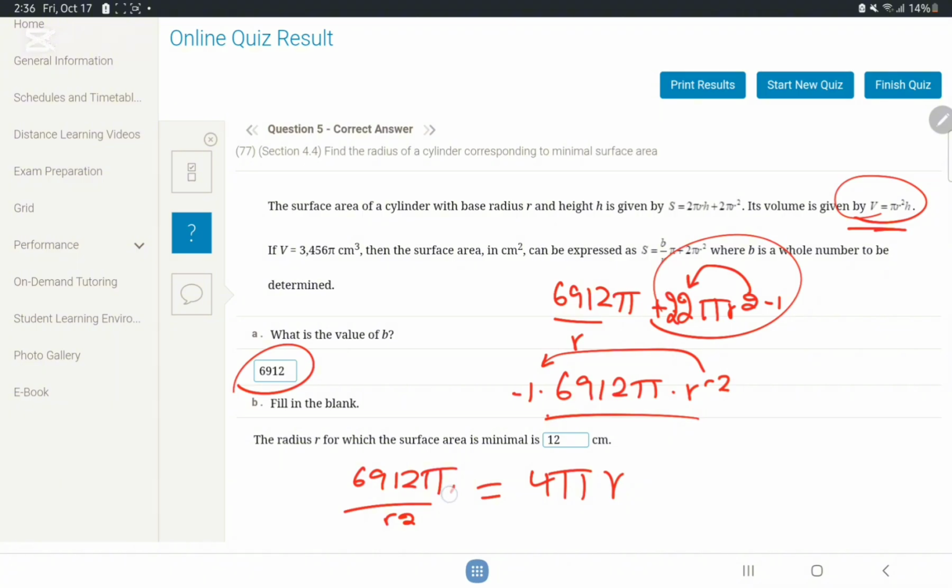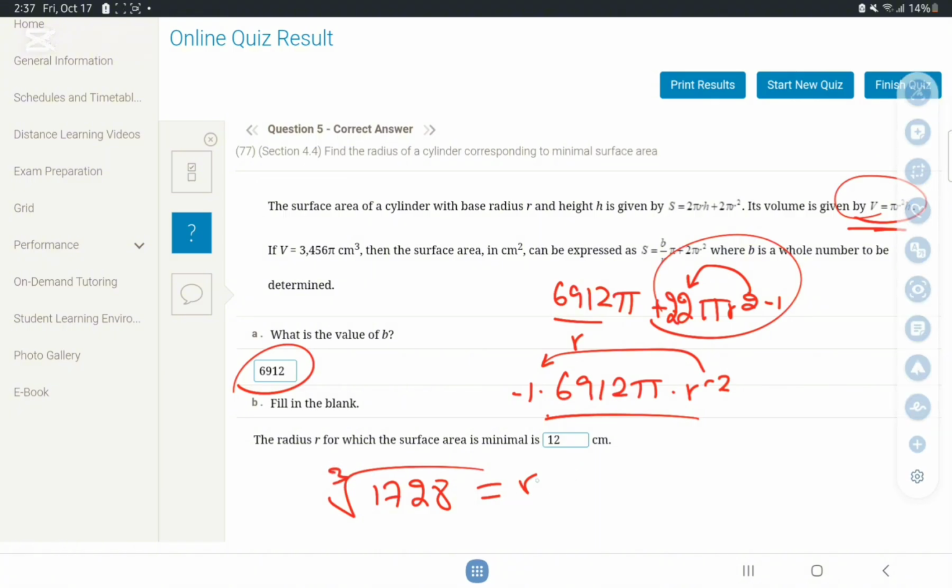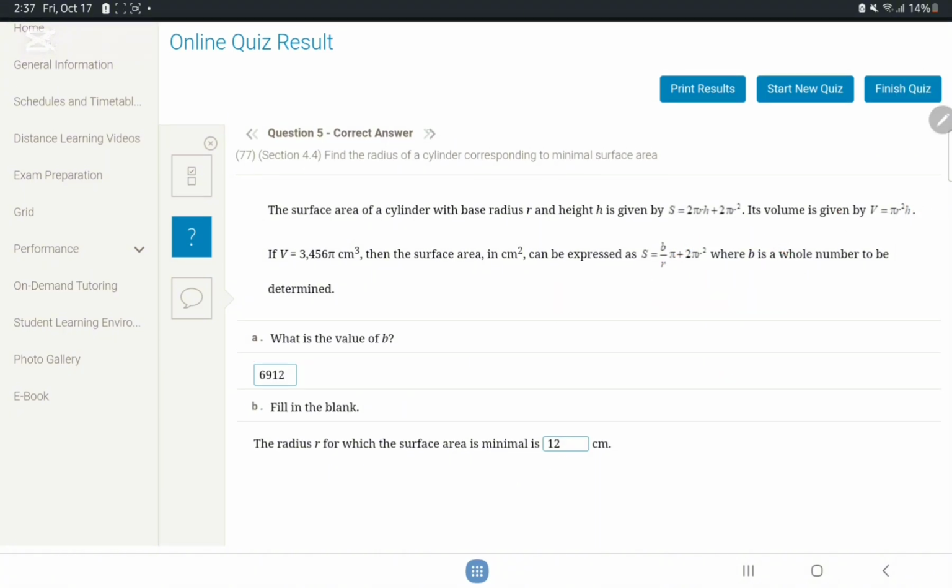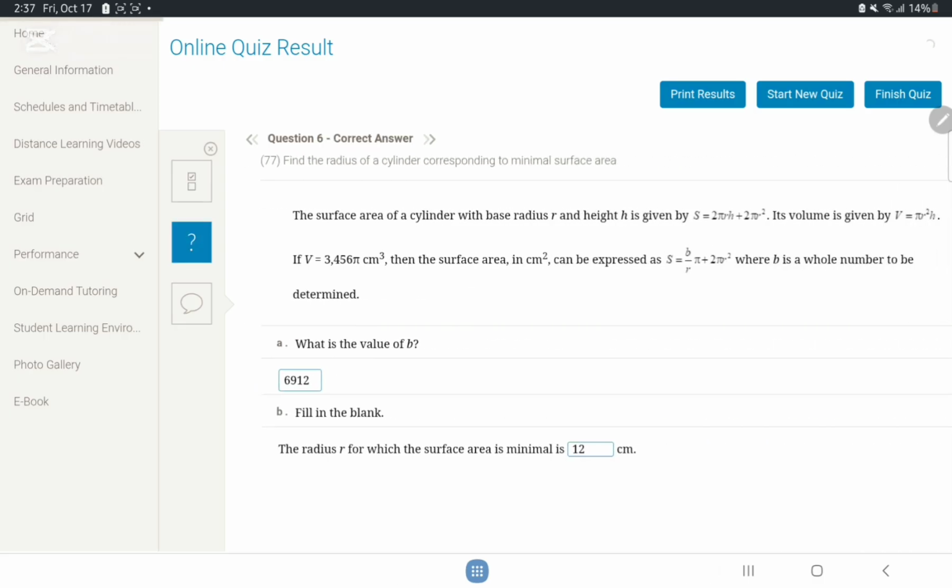Now multiply by r squared on both sides, or you can just cross multiply by r squared, so you get r cubed. Divide by 4 pi to isolate r cubed over 4 pi. Pi cancels out. 6912 divided by 4, you will get 1728 is equal to r cubed, and the cube root of 1728 will be 12. You only have one root, so there's no need to make sure maximum or minimum.